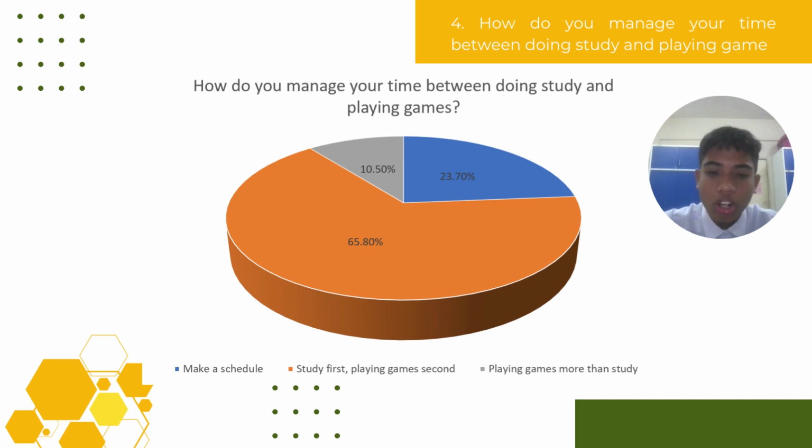For the last question of qualitative data, we ask how students manage their time between studying and playing video games. The data we get for this question is 65.8% using the method study first, playing games second. 23.7% make their own schedule. The remaining students, which is 10.5%, choose to play games more than study.